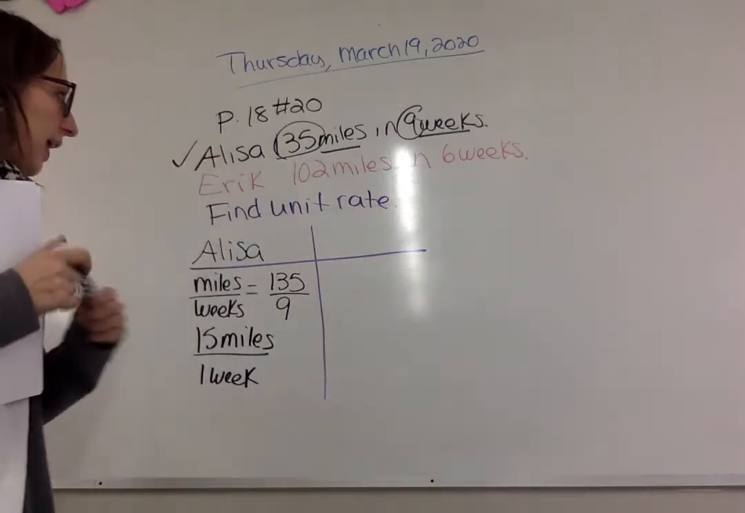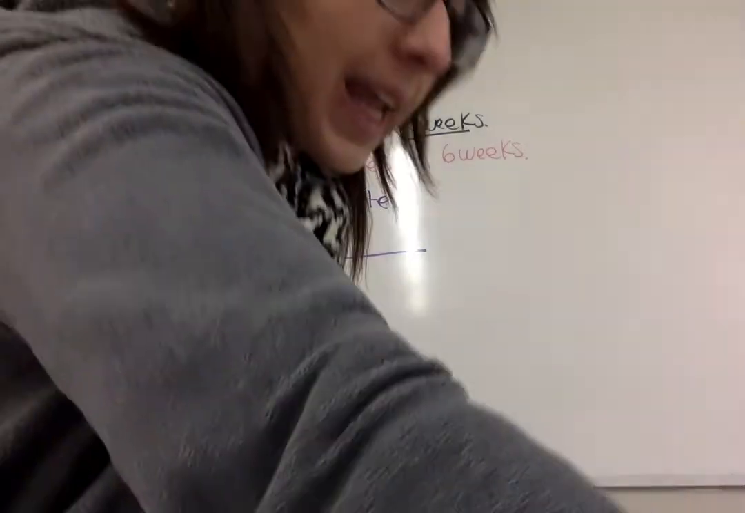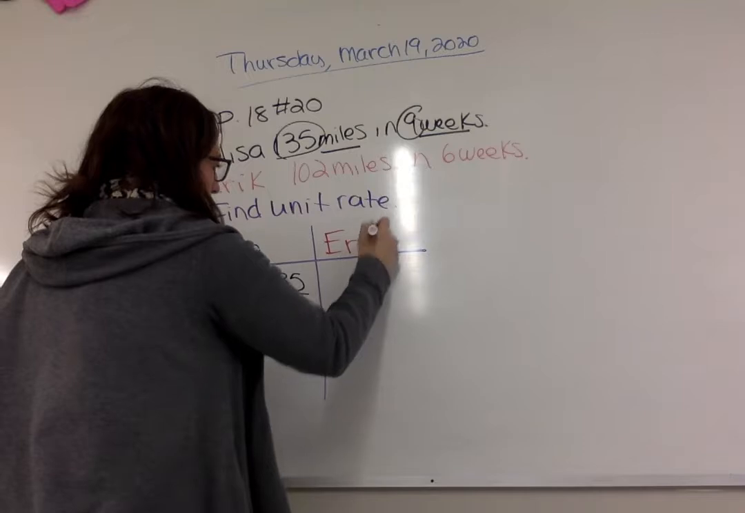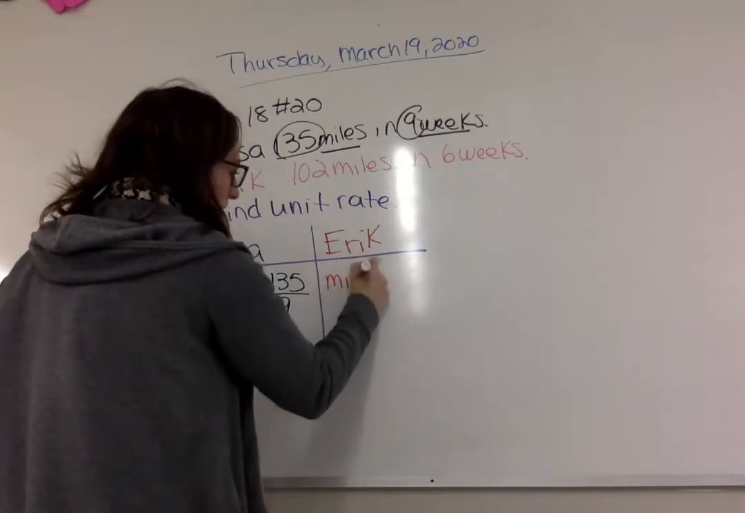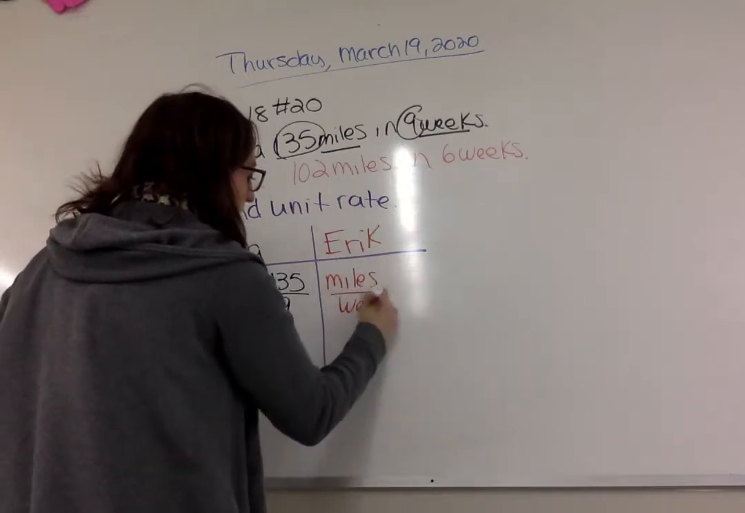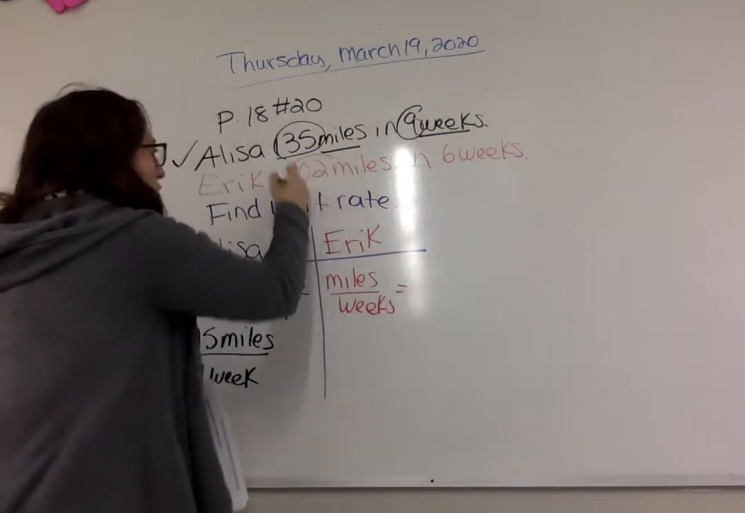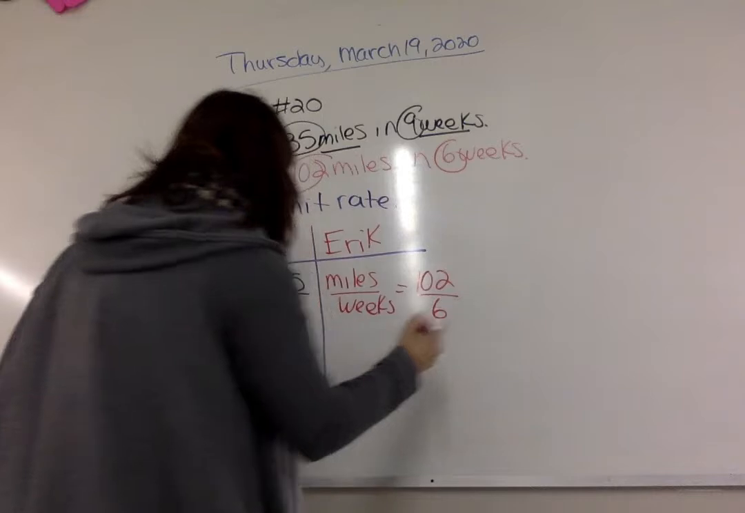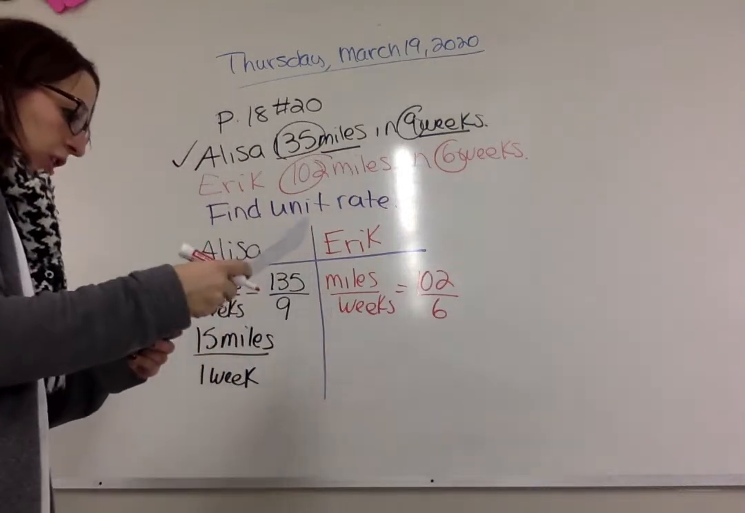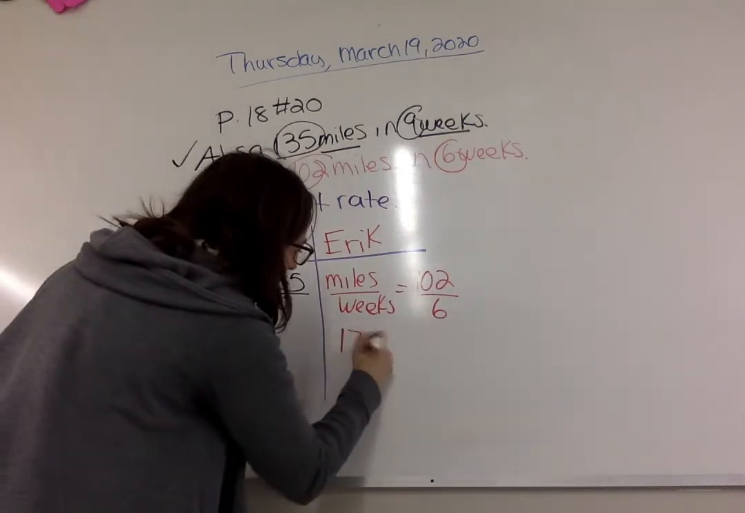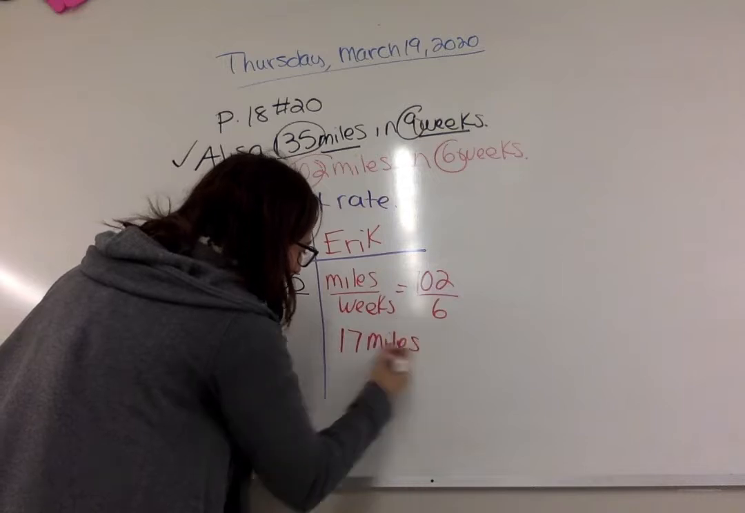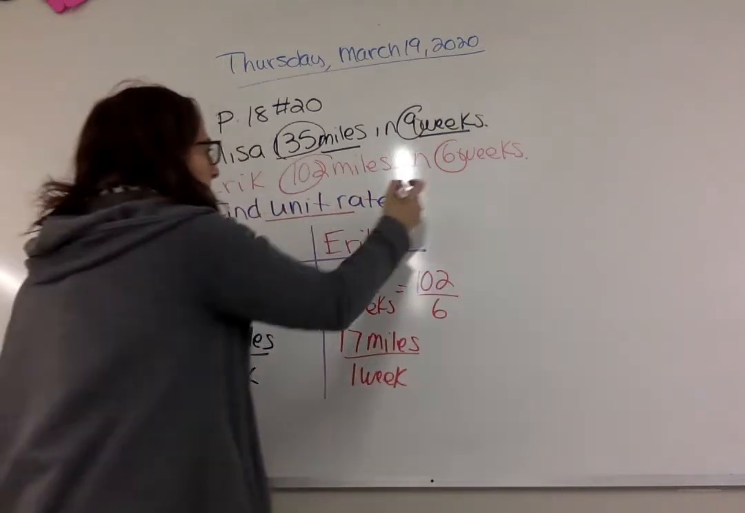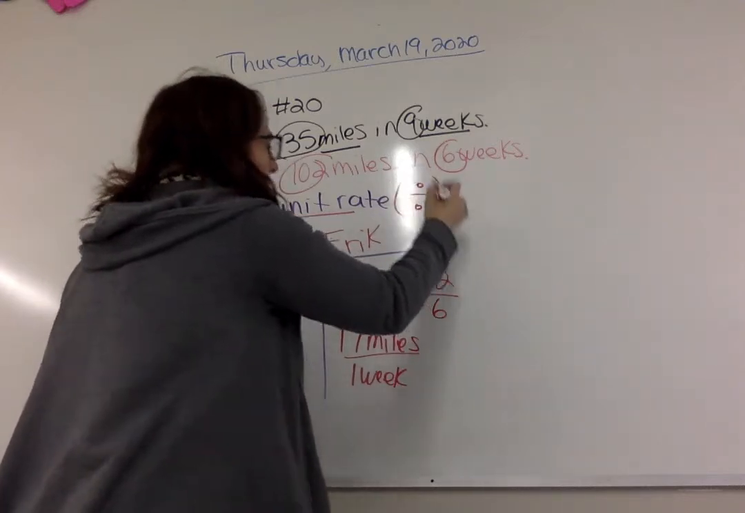For Eric, it's 102 miles in 6 weeks. So we're going to write Eric on the right. We're going to write miles over weeks. He has 102 in 6 weeks, 102 divided by 6. When I do the division, I get 17 miles per 1 week, because unit rate means division for 1.